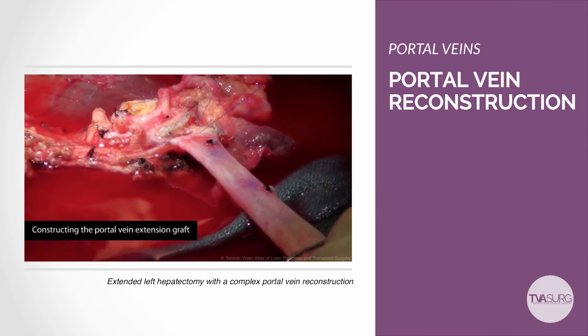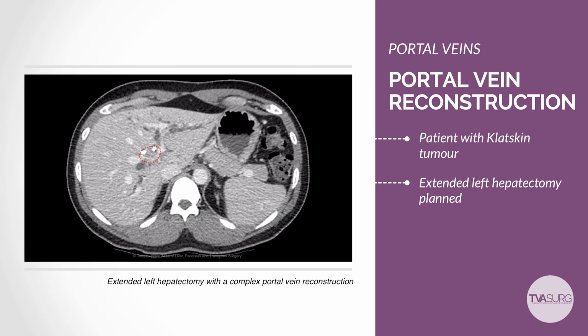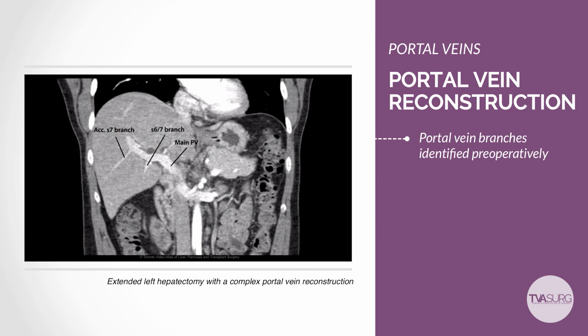I'm going to wrap up with an extended left hepatectomy with a complex portal vein reconstruction for a demonstration. This is from a case we saw where a Klatskin tumor had enveloped the middle hepatic vein and portal bifurcation. Preoperatively, an extended left hepatectomy was planned, removing segments 1 through 5 and 8, leaving only segments 6 and 7.